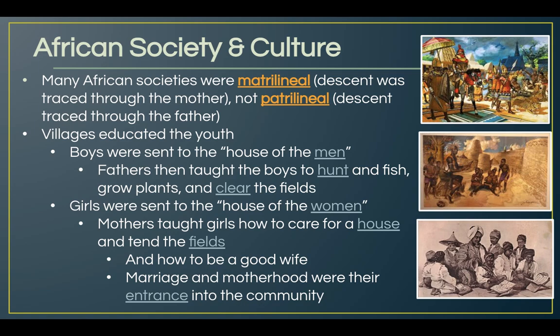And so villages educated the youth. Boys were sent to what they called the House of Men. And so fathers then taught the boys to hunt and fish, to grow plants, to clear the fields, to go out and basically be providers. And then girls were sent to the House of Women, and that's where the mothers taught the girls how to care for a house and tend to the fields. They also learned how to be a good wife, and that marriage and motherhood basically were their entrance into the community. Okay, so it wasn't seen as something lesser than. It was seen as being a part of the community as a whole. Okay.